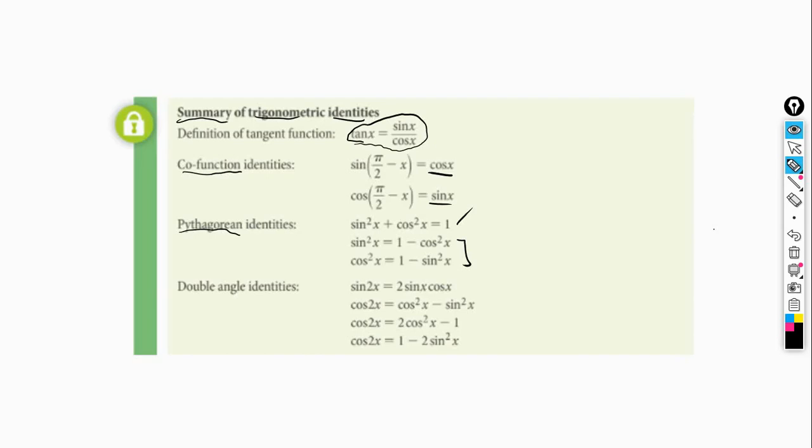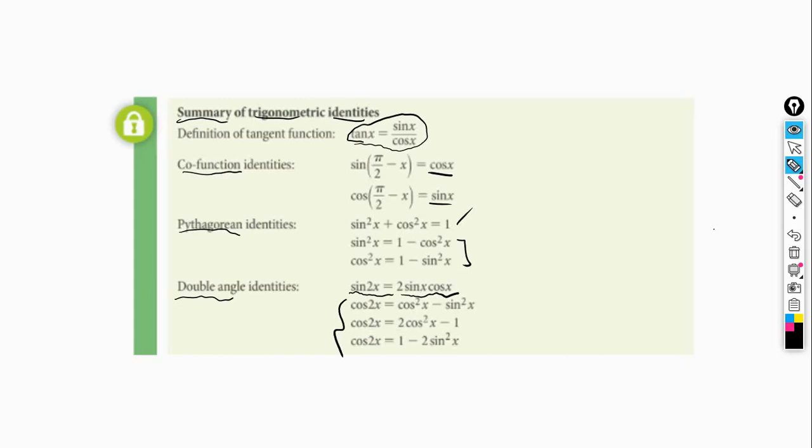So sine squared of x is equal to 1 minus cosine squared of x, and cosine squared of x is equal to 1 minus sine squared of x. Finally, we have the double angle identities. There's only one for sine, which is sine of 2x is equal to 2 times sine of x cosine of x. And then we have 3 from which to choose for cosine of 2x.